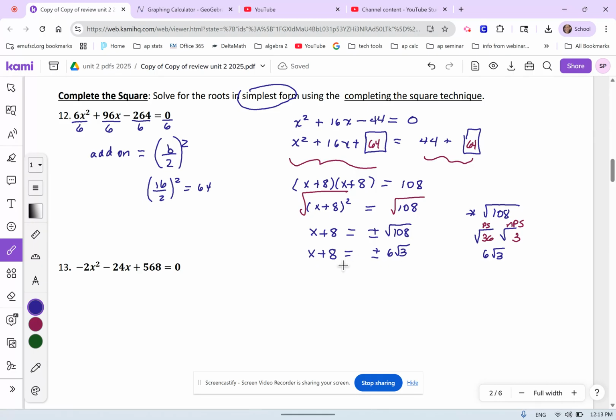And for the final step, we subtract 8 from both sides. And we get negative 8 plus or minus 6 rad 3. So this is negative 8 minus 6 rad 3 and negative 8 plus 6 rad 3. Could you write it as negative 8 plus or minus 6 rad 3 in your final answer? Yes. I wanted to emphasize that you have two solutions, and the only difference is the plus or minus. This, again, is called a conjugate pair.